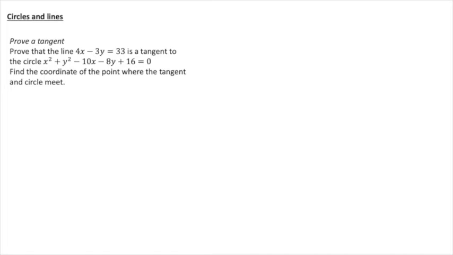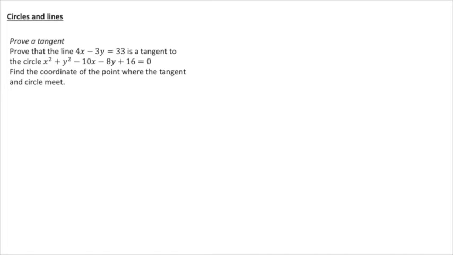Okay, moving on. Prove a tangent. So prove that a particular line, in this case 4x minus 3y equals 33, is a tangent to a particular circle. In this case x squared plus y squared minus 10x minus 8y plus 16 equals 0. So how can we do that? The second thing they want is the actual coordinate of the point where the tangent and the circle meet.